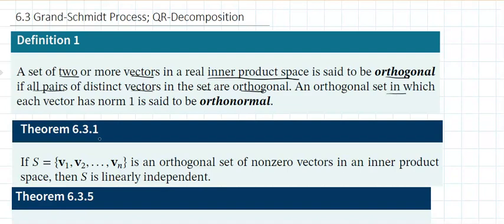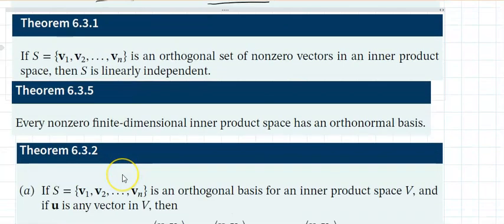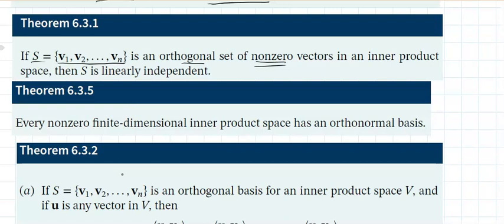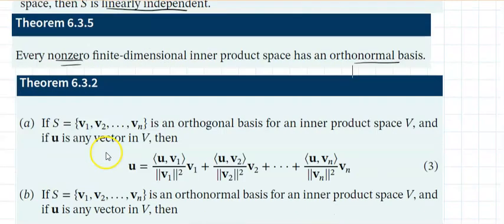An orthogonal set in which each vector has a norm of 1, remember norm means magnitude, its length is 1, is said to be orthonormal. Now, if S consists of the following vectors, if this is an orthogonal set of non-zero vectors in the inner product space, then S is linearly independent. And remember, we need linearly independent if we want to find bases. Every non-zero finite dimensional inner product space has an orthonormal basis.